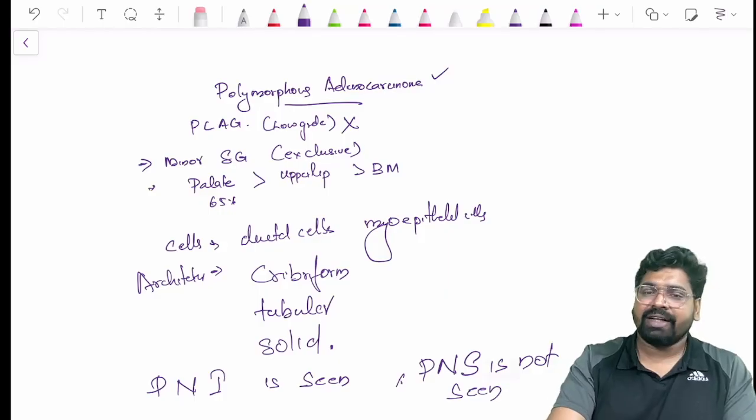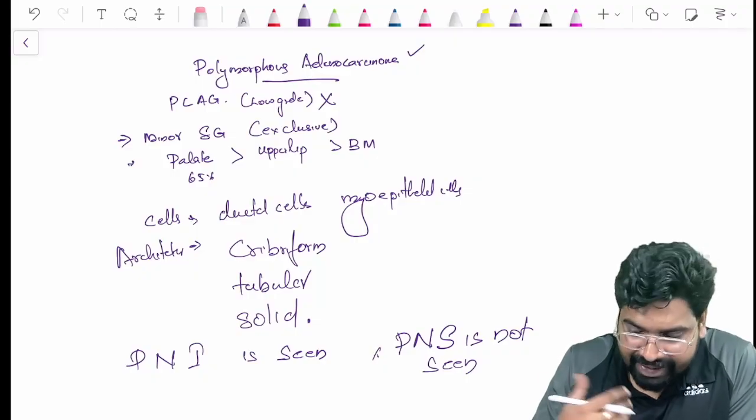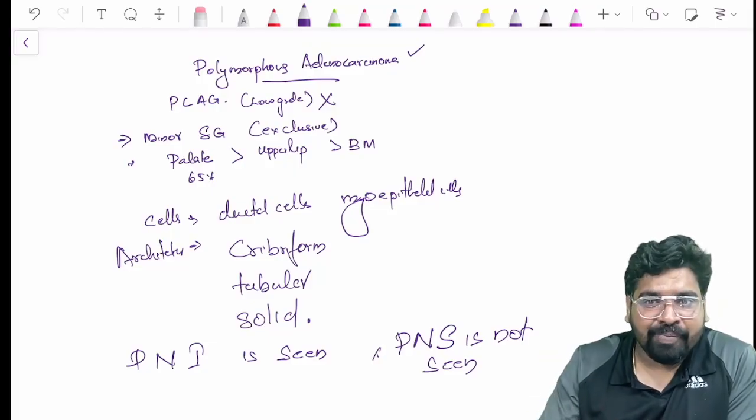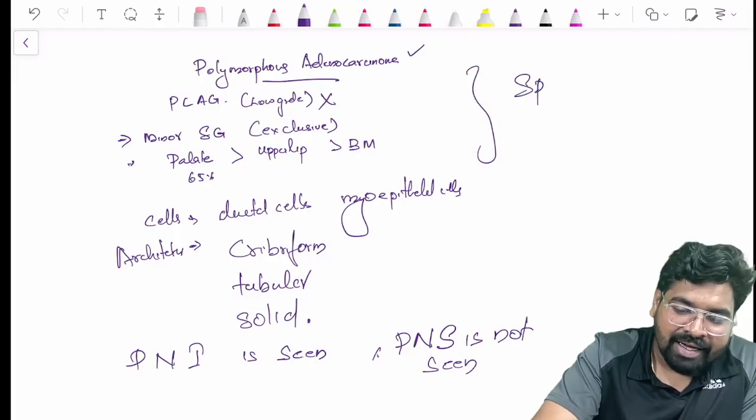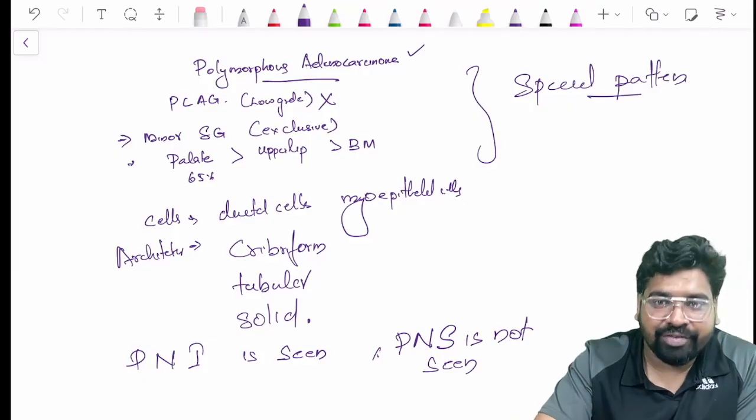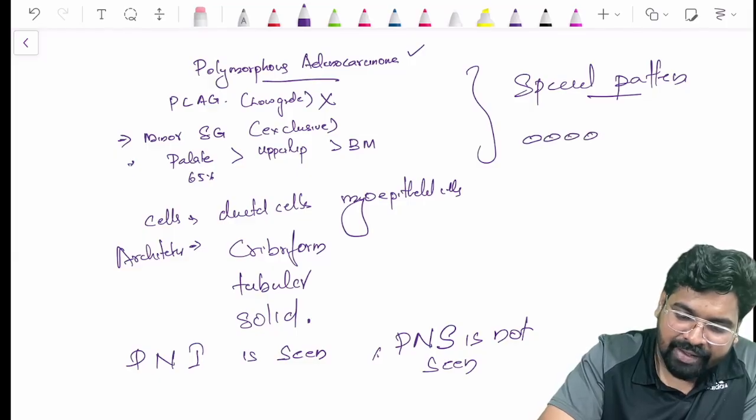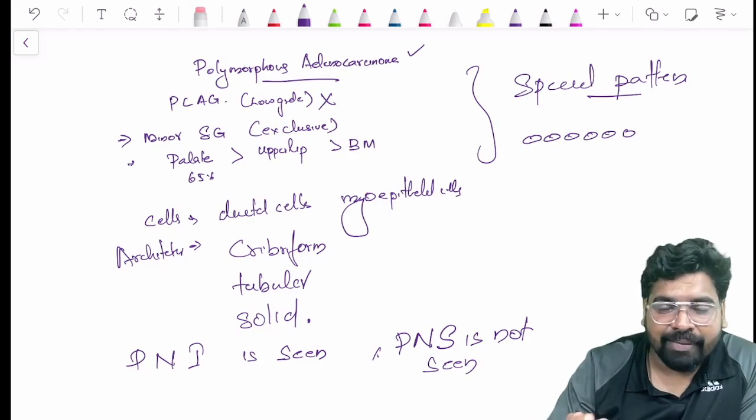A perineural spread is not seen. Perineural invasion can be seen. And there is one interesting thing here. There is a special pattern you can see in polymorphous adenocarcinoma. You can see that the cells get arranged in a line actually. Okay, cells are arranged in a line. That's a special pattern in polymorphous.